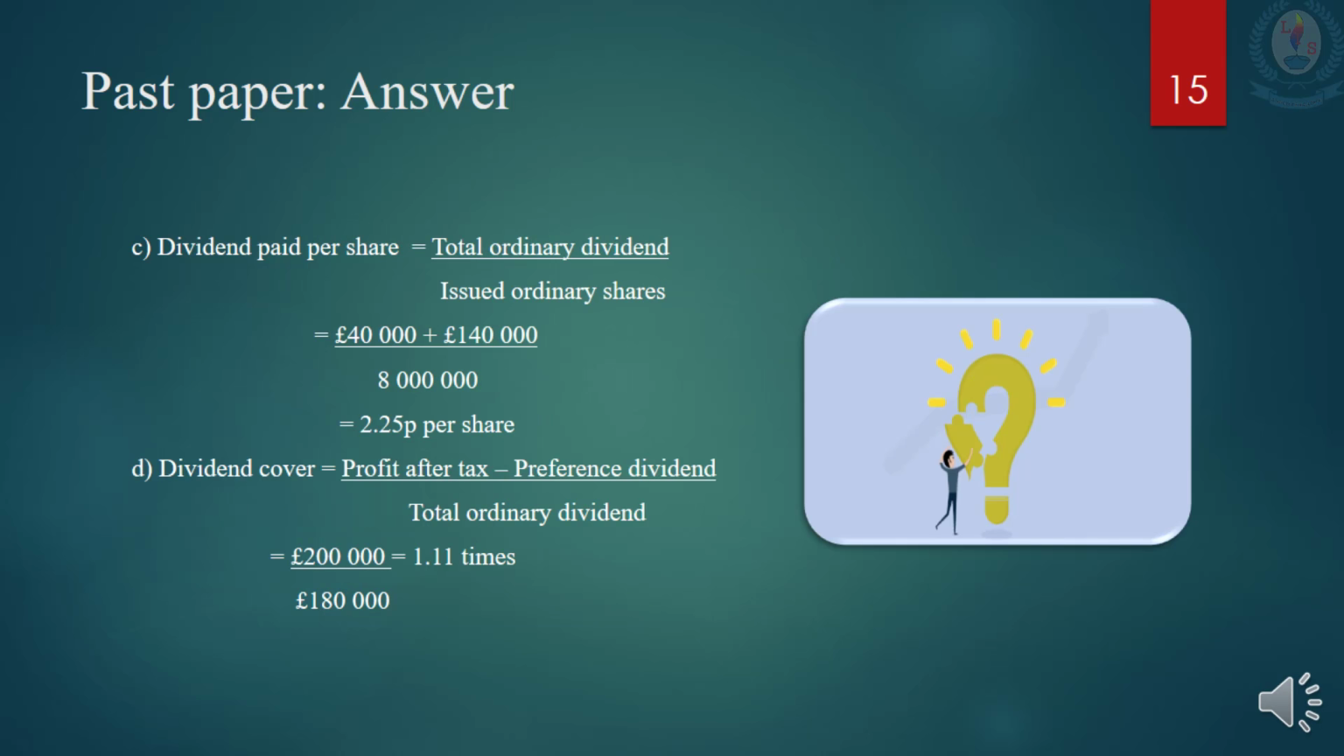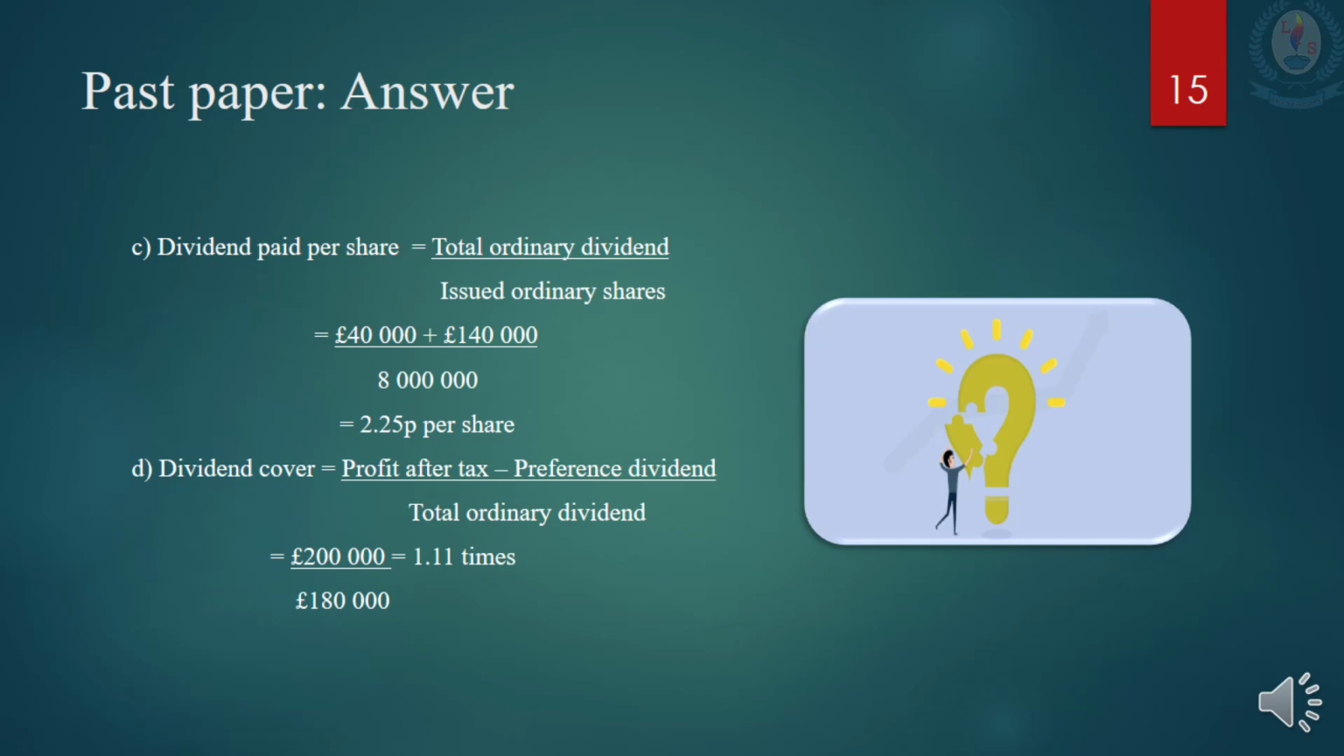Part C, dividends per share. The formula is total ordinary dividend over the number of issued ordinary shares. The ordinary dividend is being given in two forms, as interim and the final. Children, interim dividend is paid at the middle of the year and final dividend is paid at the end of the year. To get the total ordinary dividend, we need to add both of these. Again, we will consider 8 million as the number of ordinary shares. Finally, the dividend per share will be 2.25 pence.